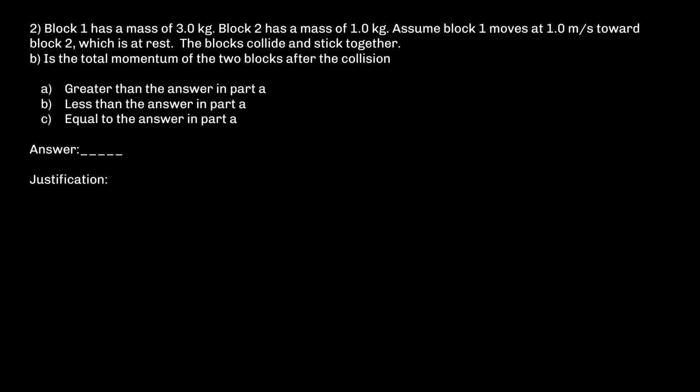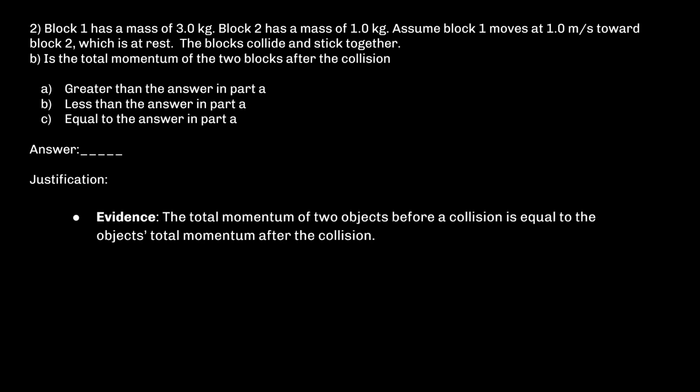All right, so part B: is the total momentum of the two blocks after the collision greater than the answer in part A, less than the answer in part A, or equal to the answer in part A? This is very similar to example number 1. So same exact idea. You look for a fact of physics on your fact sheet. That's going to be your evidence. Your reasoning is going to be whatever happened in the situation, then make your claim based on that. So again, the fact of physics I'm going to use here is the first one under conservation of momentum in collisions: the total momentum of two objects before a collision is equal to the objects' total momentum after the collision. That is my evidence, or my fact of physics.